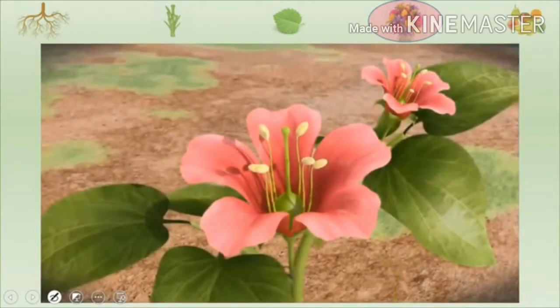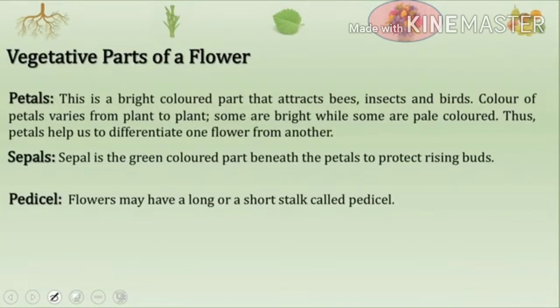Now the next point is the vegetative parts of the flower. What is meant by vegetative? Vegetative means those parts which are not involved in reproduction. First, petals. This is the brightly colored part that attracts bees, insects and birds. The color of the petals varies from plant to plant; some are bright, while some are pale in color. Thus, the petals help us differentiate one flower from another.